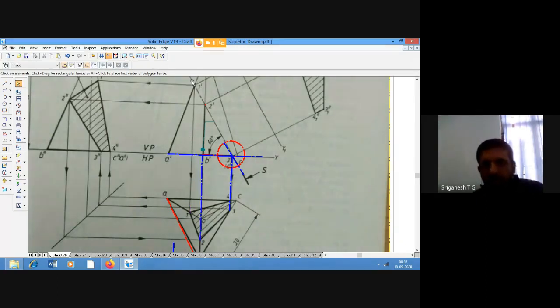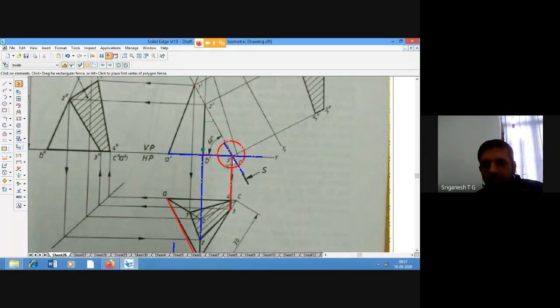See the arrow mark. After getting points 1 dash, 2 dash, 3 dash and 4 dash in the front view, from 1 dash you project a line downwards vertically until it meets A O in the top view. Because where is this 1 dash? It is on the line A dash O dash. So this projection line from 1 dash should stop on A O in the top view. Then we'll come to point number 2 later on.